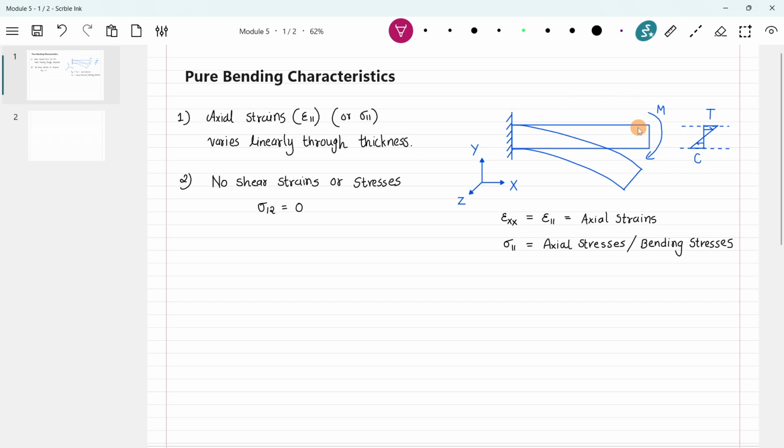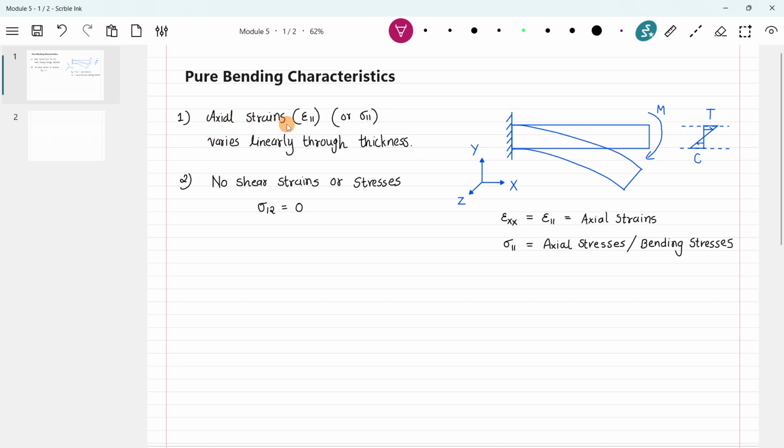As we know, this is a cantilever beam, and at the end we are applying a bending moment. So this is the bending behavior, and as we know, the upper fibers of this structure undergo tension and the bottom ones undergo compression. So this is the stress pattern along the thickness, where the top is tensile and the bottom is compressive. So these are pure bending characteristics, as we know from our solid mechanics fundamentals.